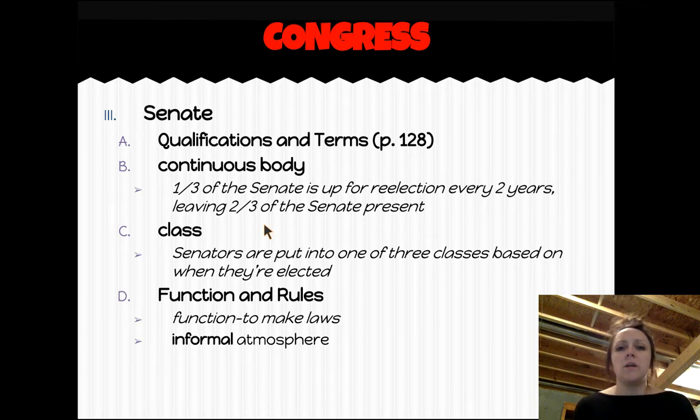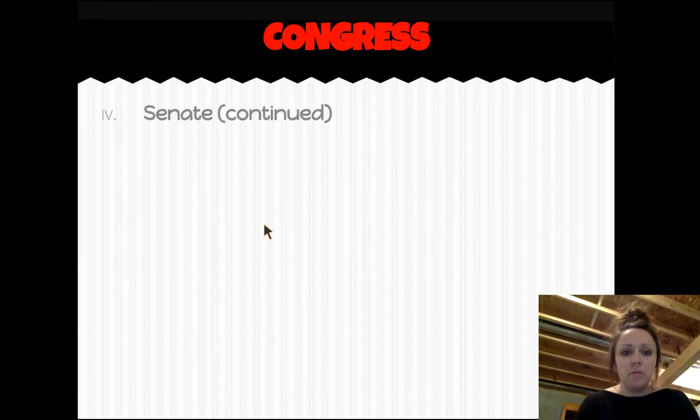One of the big things that we talked about with the House was that committees are extremely important, that you have to have committees in order to get stuff done. Well, in the Senate, we do have committees, and they're important, but they're just not quite as essential as they are in the House. And that's just because the Senate doesn't have 435 people, okay? So the idea of the Senate is to have this informal atmosphere where all of our senators can discuss ideas and legislation freely.